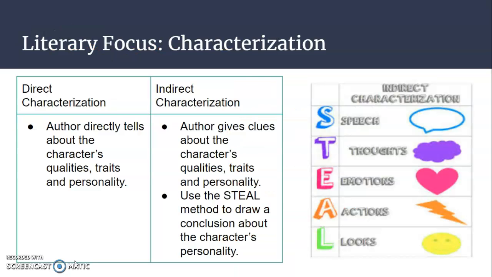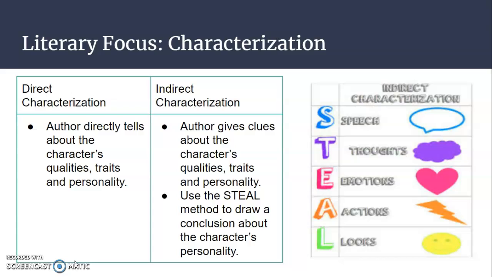Let's talk about our literary focus. Remember, I told you that character can refer to the people in the text, or character has to deal with the characteristics of a character. And the way that we determine that is it's either directly stated by the author, which is called direct characterization. The author comes directly out and tells us that Sally was a loyal, lovable person. Or indirect characterization is when the author gives clues about the character's qualities, traits, and personality.